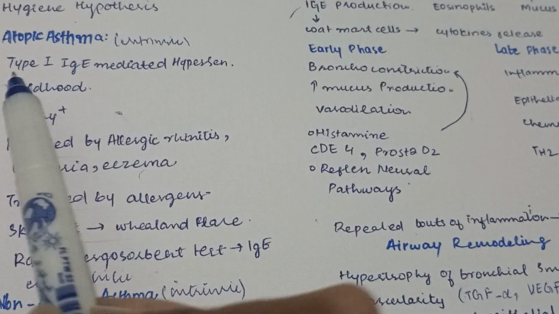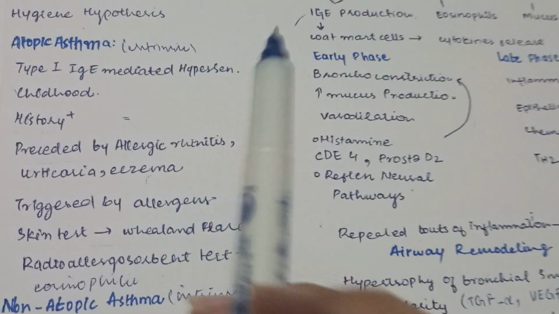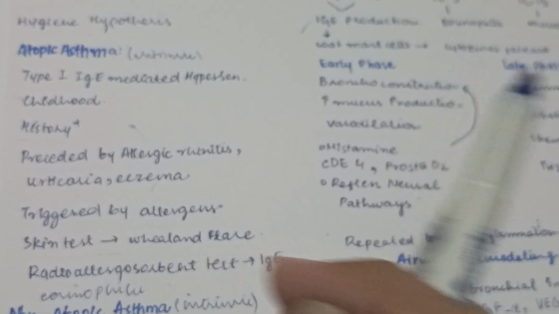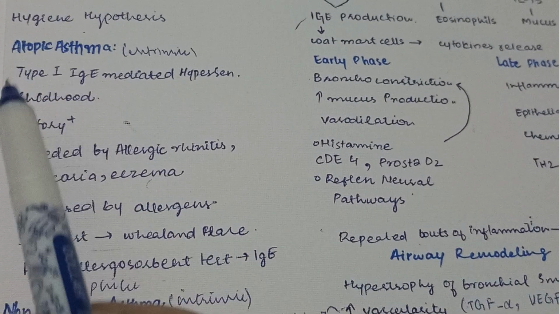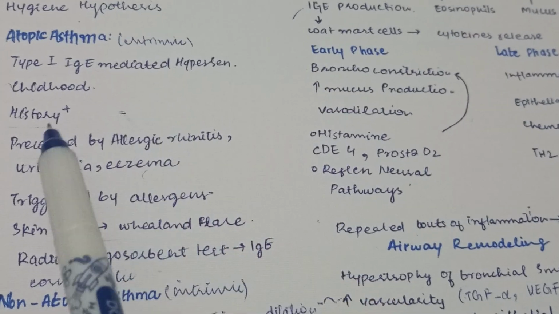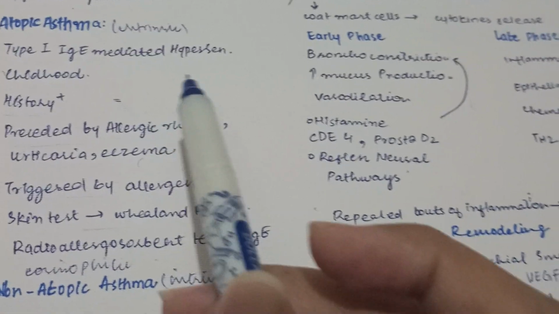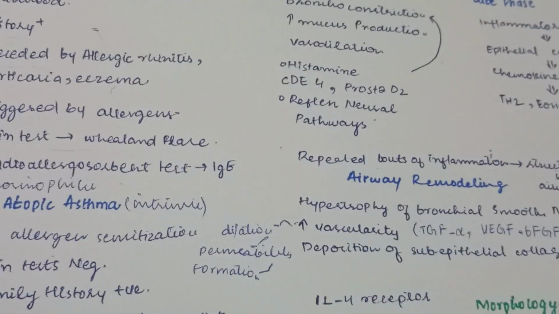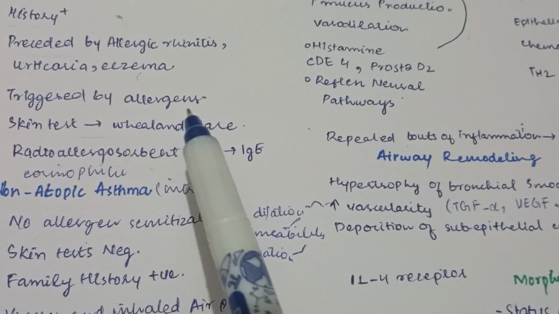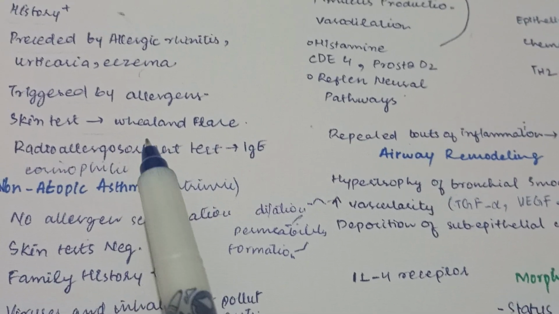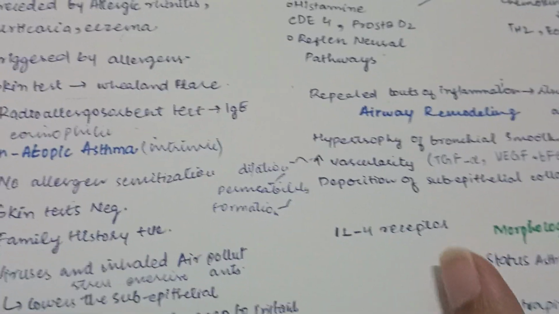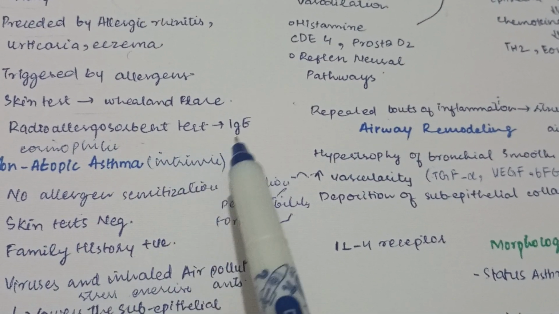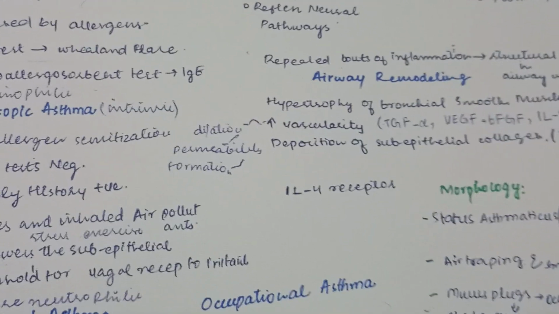First we have atopic asthma. It's actually type 1 IgE mediated hypersensitivity, and mostly it starts in childhood, and there is family history, and it is preceded by allergic rhinitis and urticaria. Next, it is triggered by allergens, and eosinophilia is present. Skin test is positive, and it can be diagnosed by the radioallergosorbent test that detects IgE antibodies.